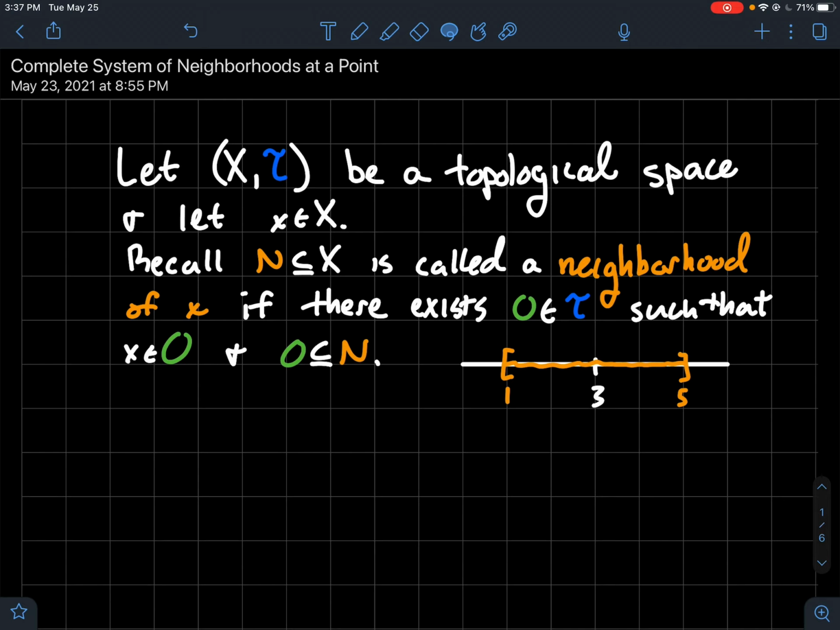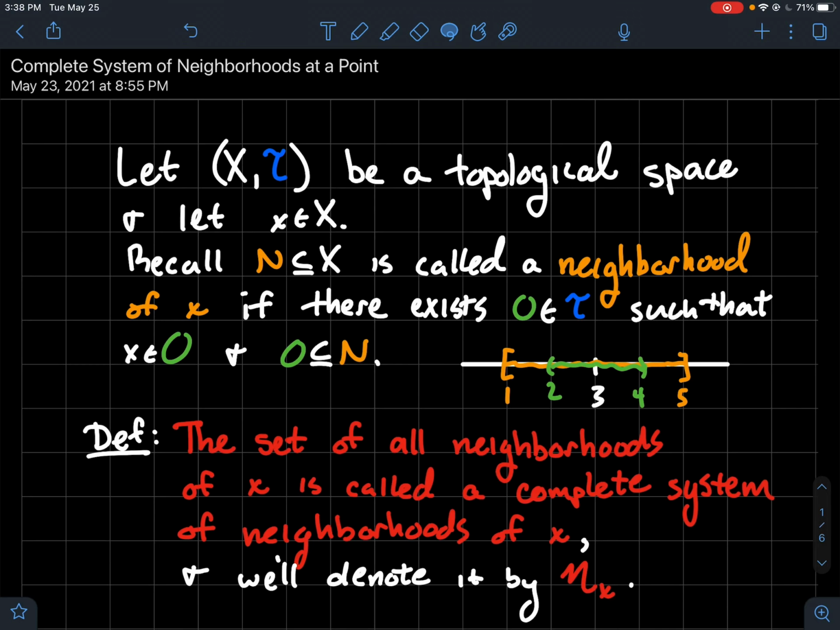There are lots of answers here. Maybe I just take the open interval from 2 to 4, where I use parentheses on the ends to indicate that I don't include 2 and I don't include 4. So this little picture is just an idea of why the orange is a fine neighborhood of 3. That's old news, that's a previous video. Go watch that video on neighborhoods if this stuff's a little bit murky.